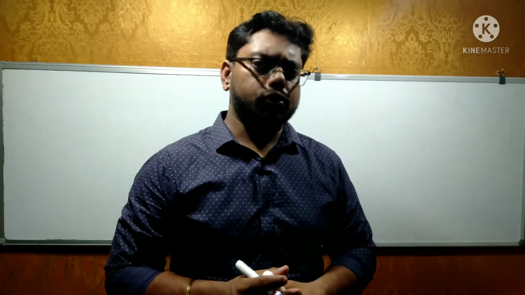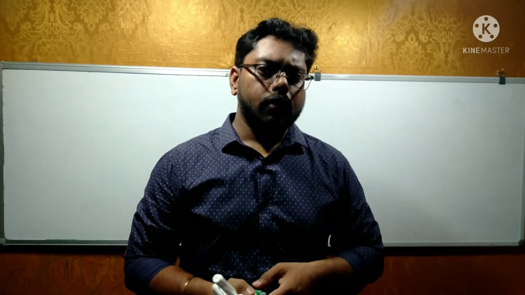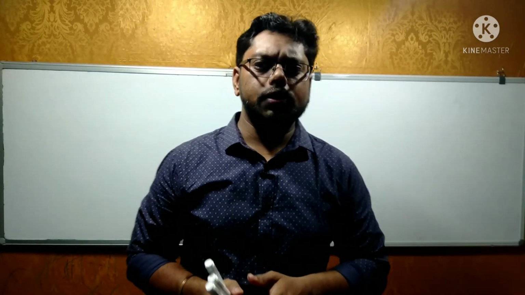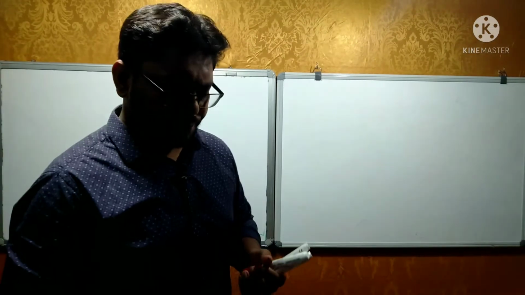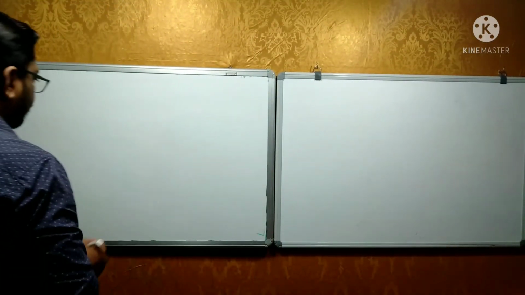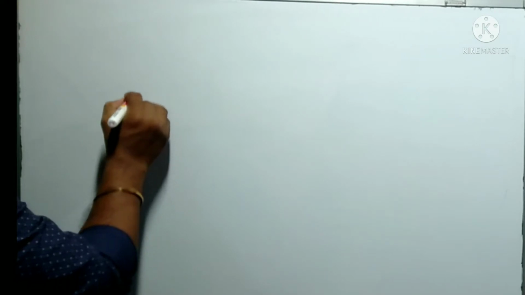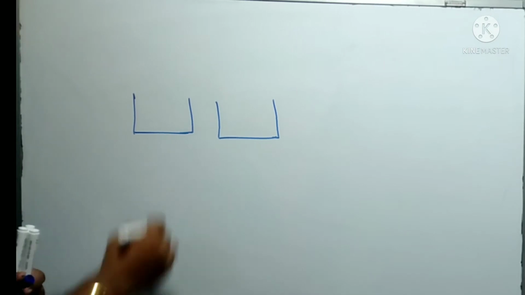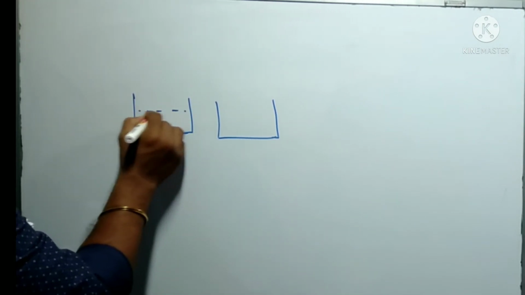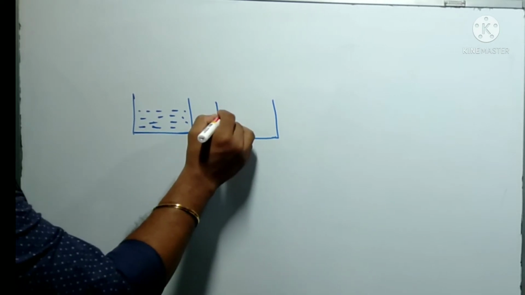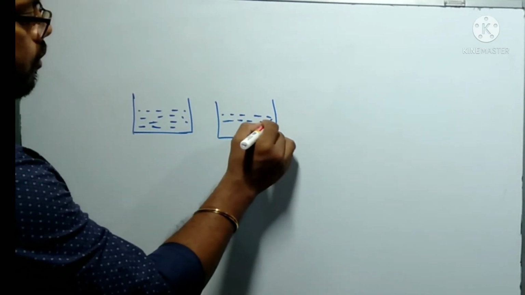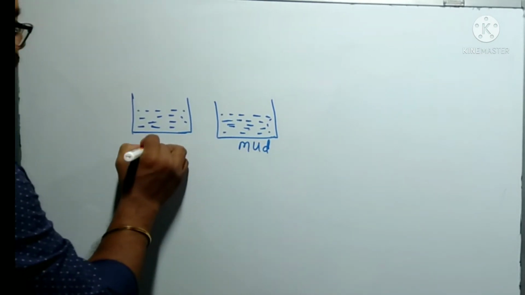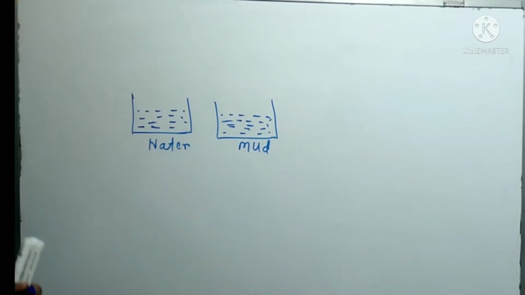Now there is another viscosity, that is called kinematic viscosity. But try to understand, if there is dynamic viscosity already present, then what is the necessity of kinematic viscosity? Why? Look, there are two containers, one of them is filled with water, another one is filled with some thicker liquid, let us say mud. That is water and that is mud.